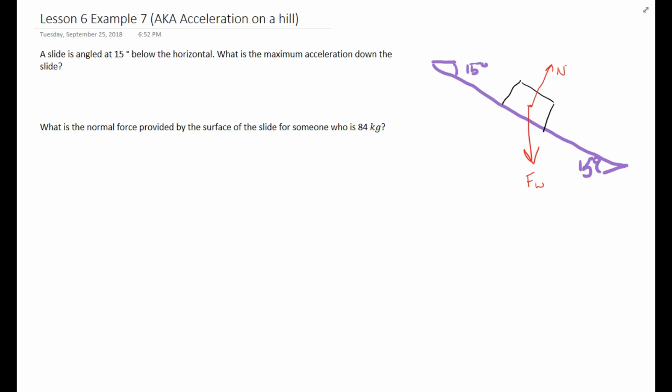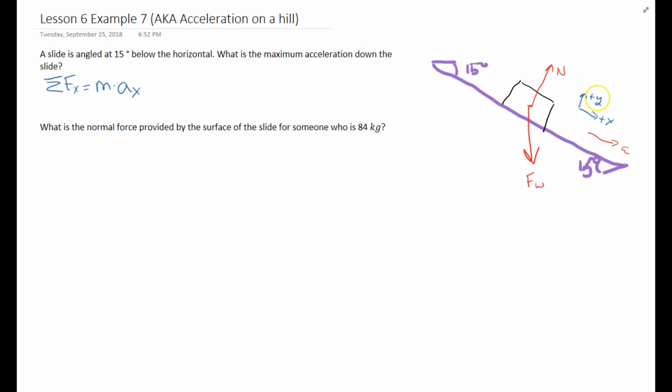Because my acceleration is only going to happen along the surface of my ramp, I'm going to help myself out by setting my y-axis perpendicular to my ramp and my x-axis parallel to the ramp. That means my math ends up being a lot simpler. When I'm looking at the maximum acceleration down the slide, we're looking along the surface of the slide, in the x direction. So we can start looking at the sum of the forces in the x direction is equal to the mass of my object times the acceleration in the x direction. And that's what we're solving for. So we need to look at what forces are actually in the x direction.